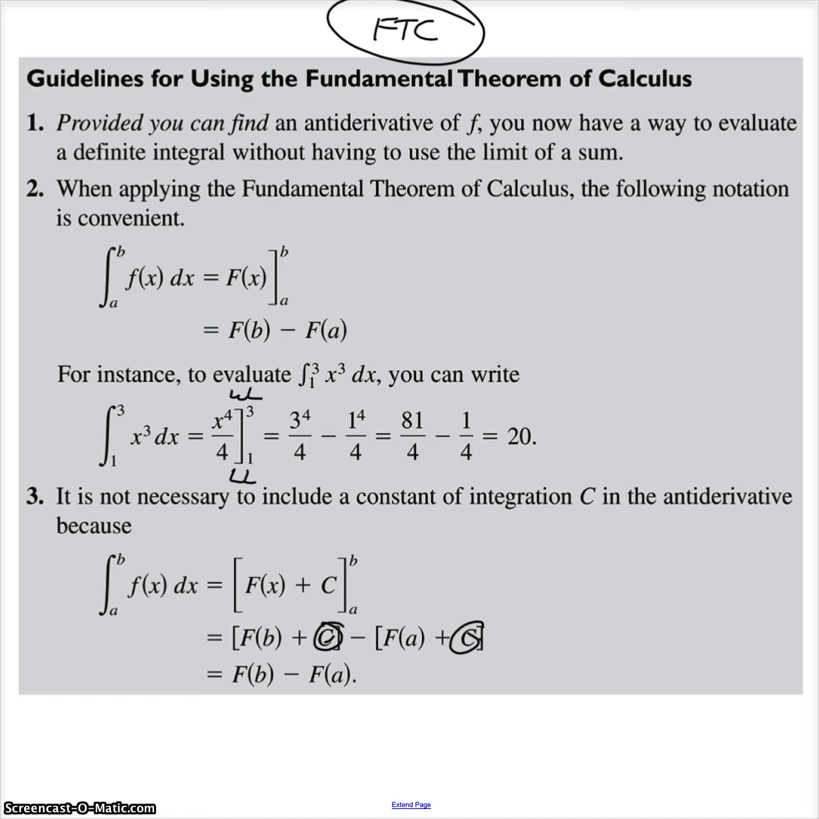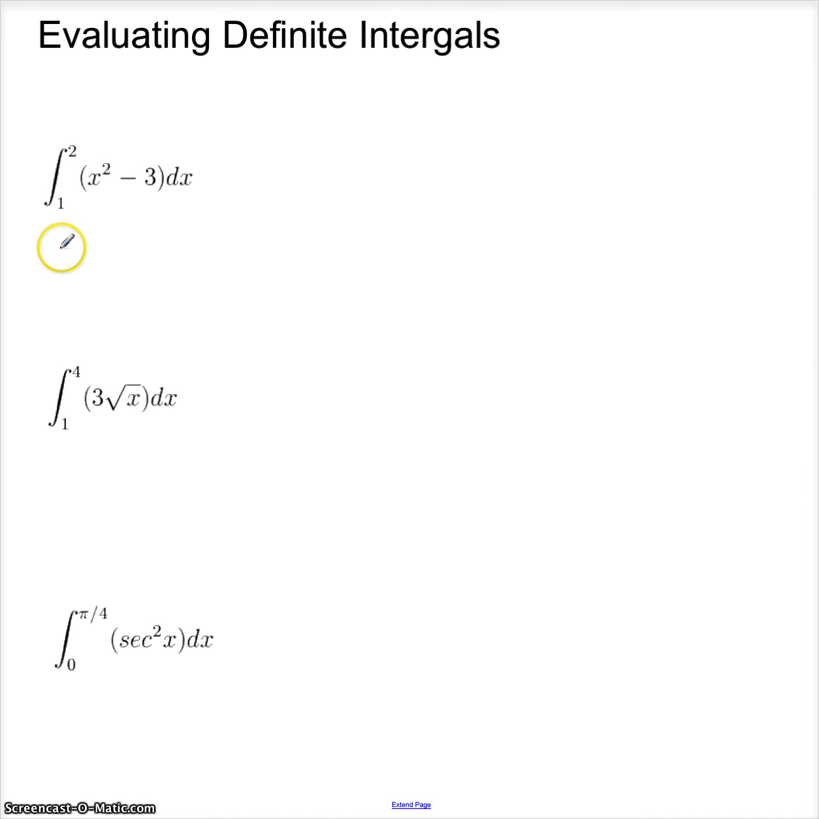So don't do it. Now let's evaluate some definite integrals using the fundamental theorem of calculus. The integral from 1 to 2 of x squared minus 3x. Well, I'm just going to do this. This is x cubed over 3 minus 3x. Now I'm going to evaluate this. Use this notation, evaluate it at 1 and 2.